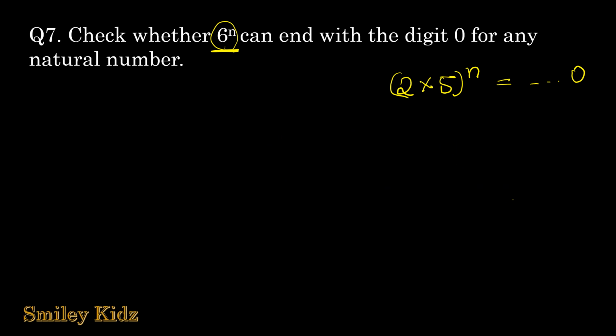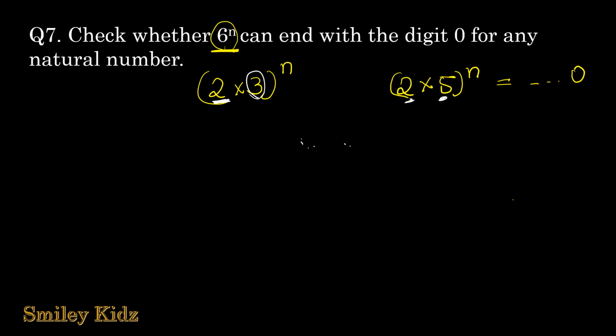6 to the power of n can be written as (2 times 3) to the power of n. But here we have 2 as its factor but not 5. In place of 5 we have 3, which is of no use. We must always have 2 and 5 as the factors of any number to the power of n, and that's when a number can end with the digit 0.